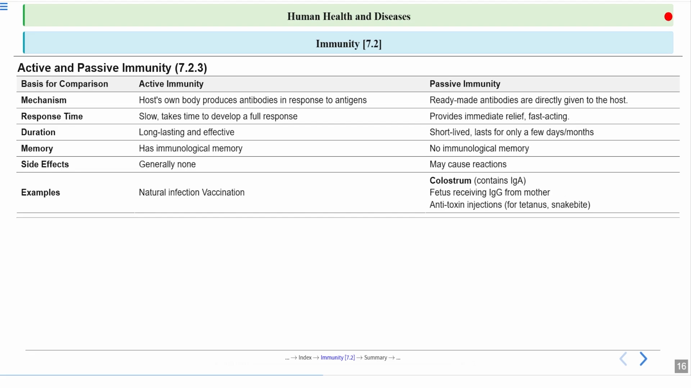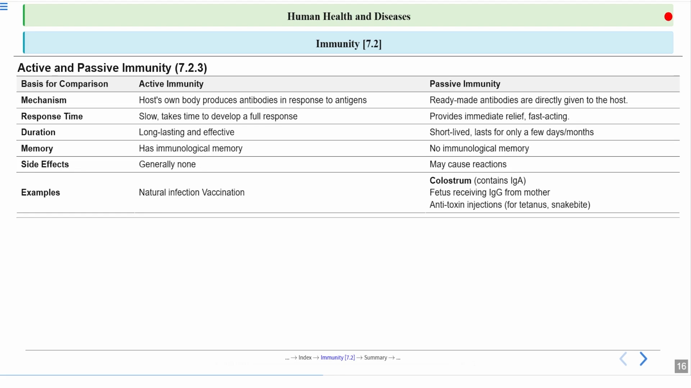Now, in contrast, passive immunity provides immediate, fast-acting relief by directly administering ready-made antibodies to the host. So here ready-made antibodies are introduced into the host body, and this offers short-lived protection without immunological memory and with the potential for side effects as well. Clear? So here you can see examples of active and passive immunity are also given. An example of active immunity is natural infection or vaccination.